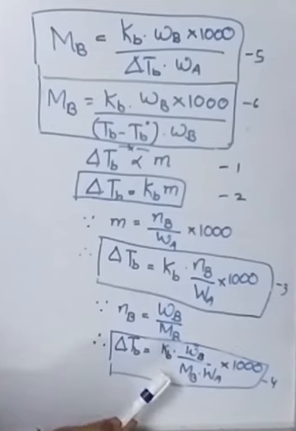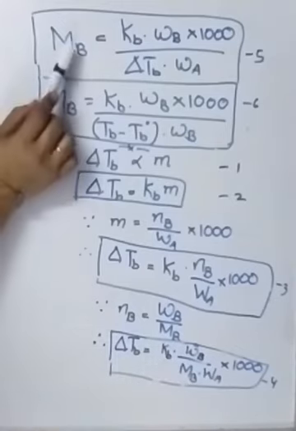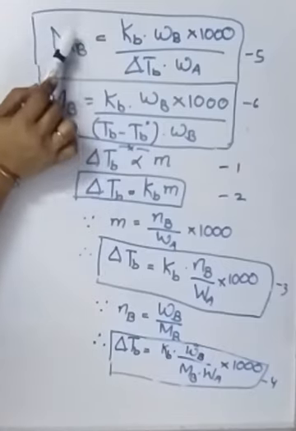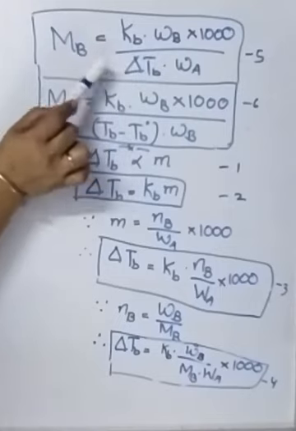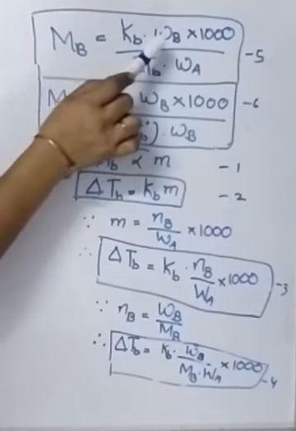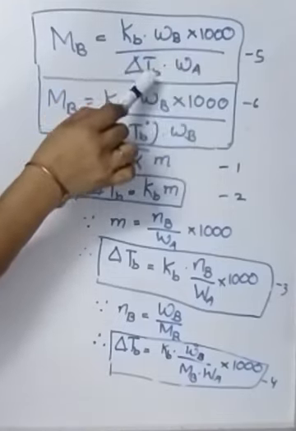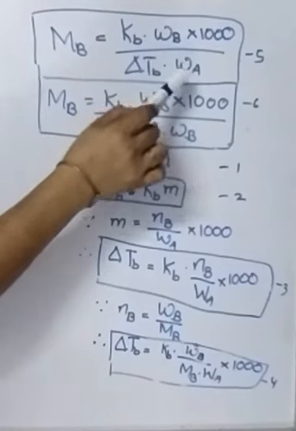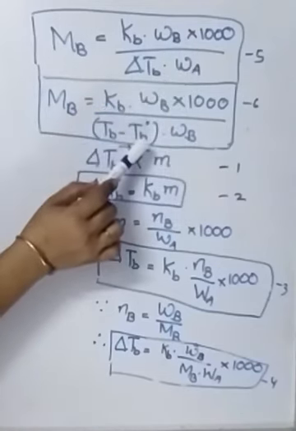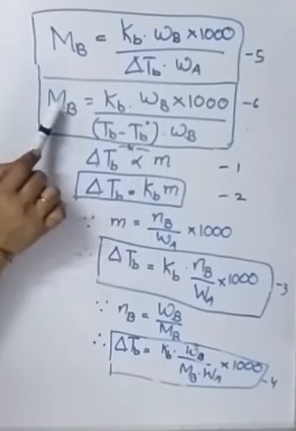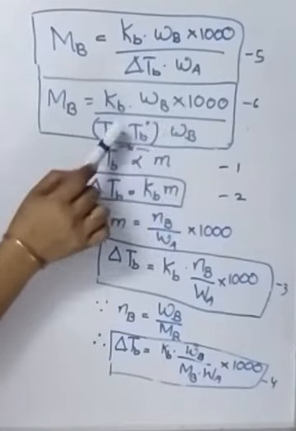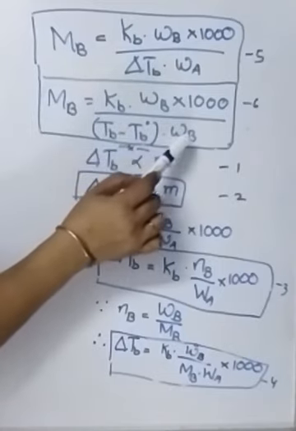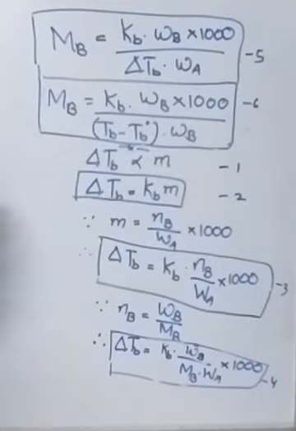Now we want to find Mb, so just cross multiply. Mb will come here and del Tb will go there. On cross multiplication we get Mb equals Kb into Wb into 1000 upon del Tb into Wa. We know del Tb is Tb minus Tb naught. So Mb will become equal to Kb Wb into 1000 upon Tb minus Tb naught into Wa.